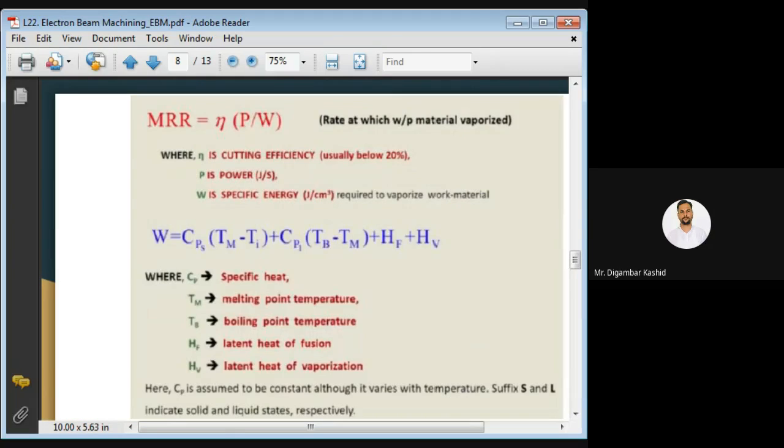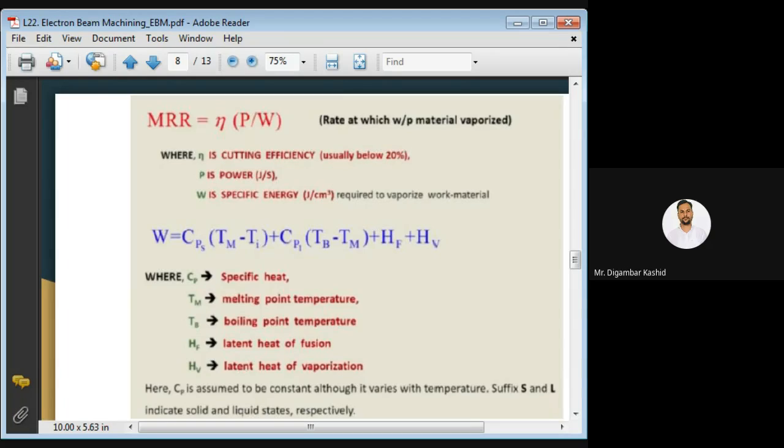Let us now see how to calculate the material removal rate in the case of the electron beam machining process. It is calculated with the help of this formula: MRR, the material removal rate, is equal to eta into P divided by W. Now here, eta means your cutting efficiency, and usually it is below 20%. MRR means the rate at which the workpiece material is removed, vaporized.